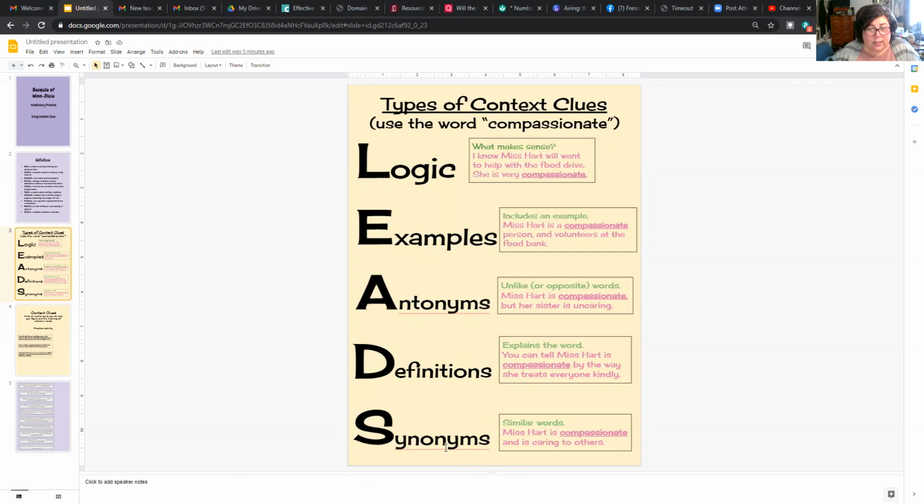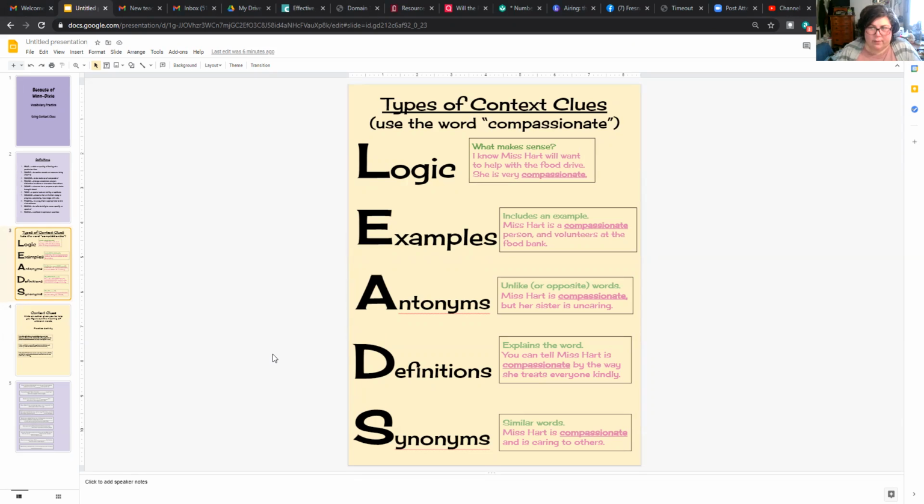And then there are synonyms where you're using a similar word. Miss Hart is compassionate and is caring. Caring being, of course, the opposite of uncaring, and meaning that she is compassionate. And I want you to note that these words all begin with a letter that, when put together, would be an acronym or a mnemonic to help us remember what those words are: logic, examples, antonyms, definitions, and synonyms. When you have the first word, it makes leads because these words lead you to the definition.